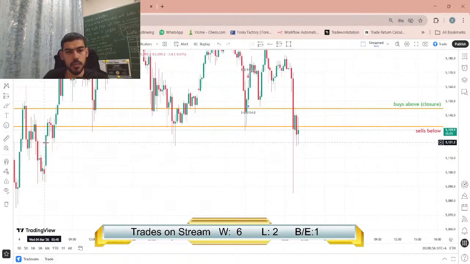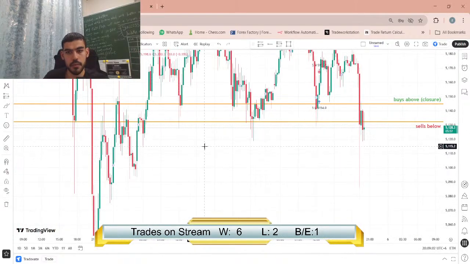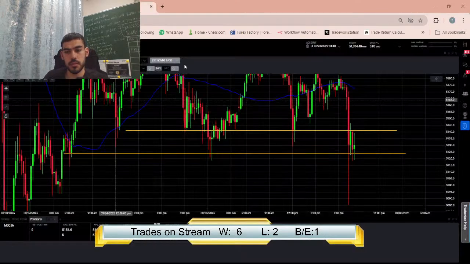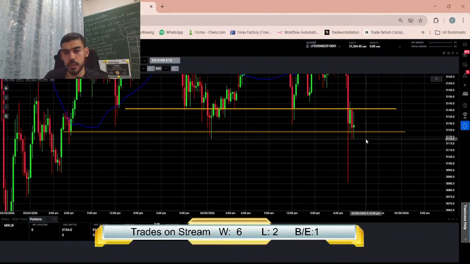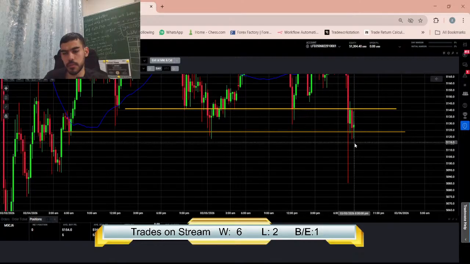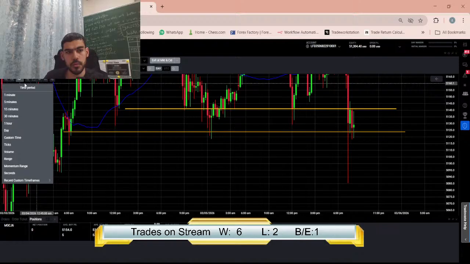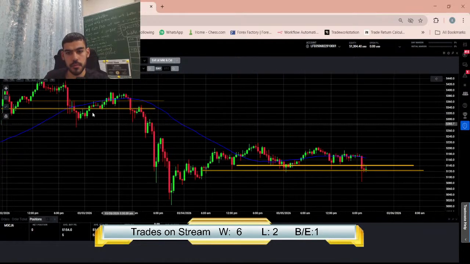The only issue here is that we have some rejection over here to the left hand side. We have some rejection. That's why we are a bit cautious. That's why we are still patient. But if it started breaking below this low, we could take some sell stops.